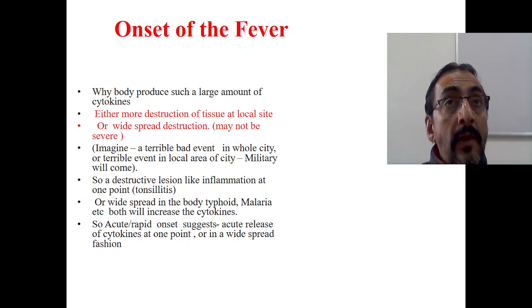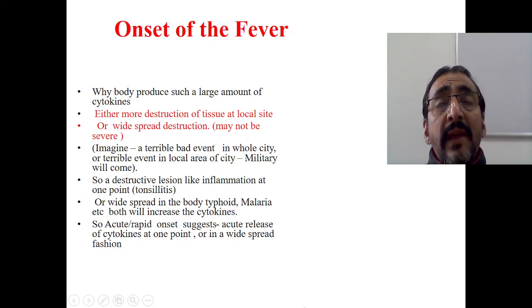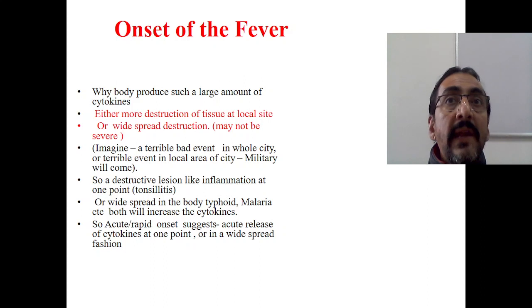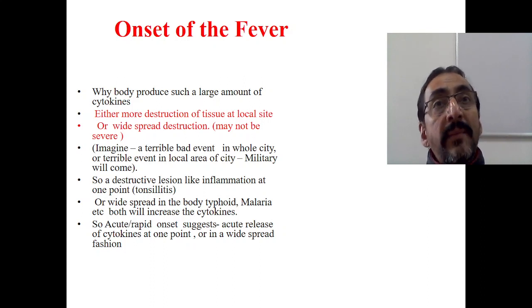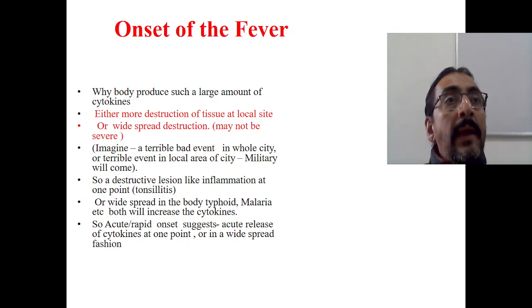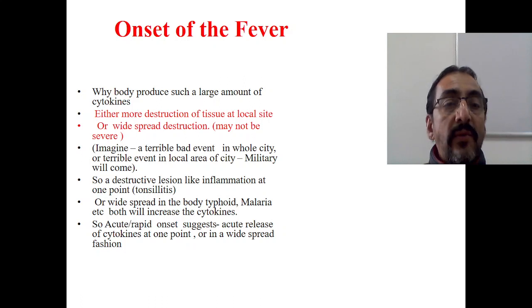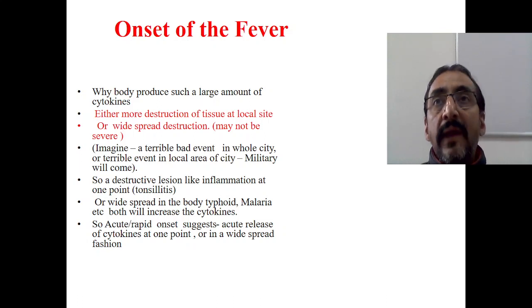autoimmune pathologies. So what I mean to say is, acute fever will be there when there is a terrible event. That terrible event may be localized, or it may be generalized or widespread. You will have acute fever. First of all, a terrible event causes acute fever. That terrible event may be localized or it may be widespread. So acute and rapid onset always suggests acute release of the cytokines at one point, or widespread release of the cytokines at different points. This we have to understand.